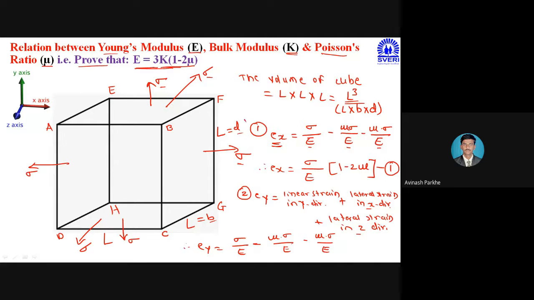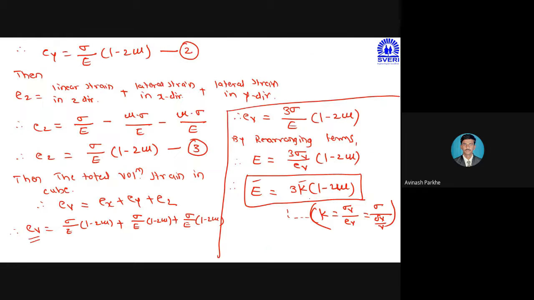Then we have calculated strain in X direction, by using the formula linear strain plus lateral strain plus lateral strain, and derived equation number 1. Then we have calculated epsilon y, the strain induced in y direction. We have the formula here. Then we have calculated epsilon z, the strain induced in z direction, and after that we have calculated the total volumetric strain in the cube.